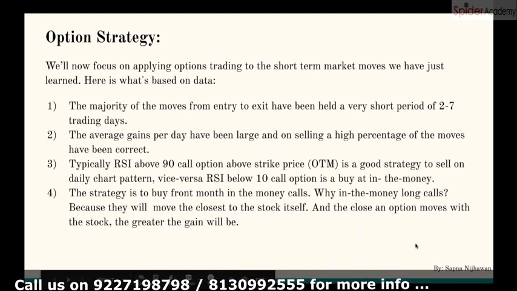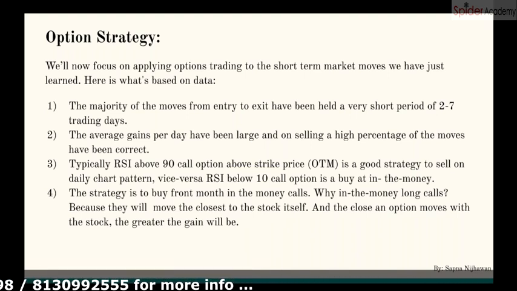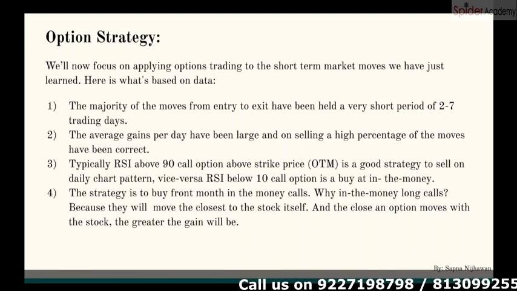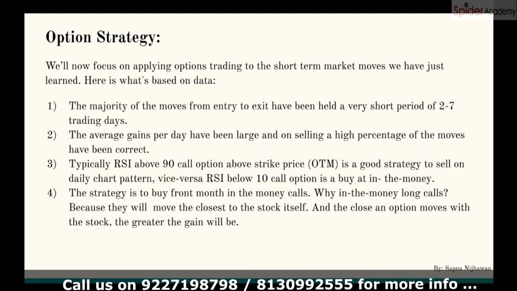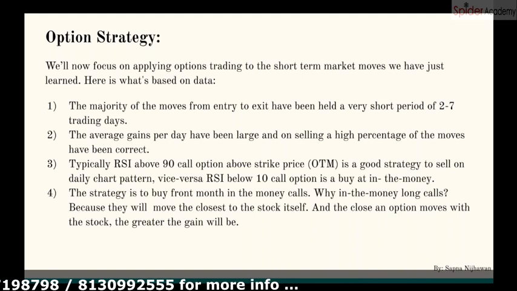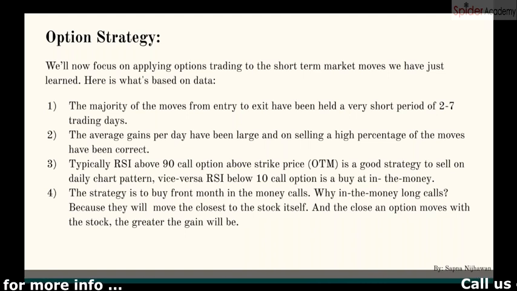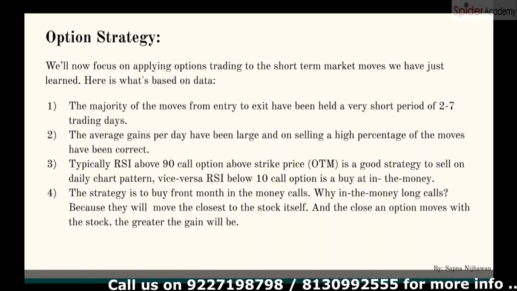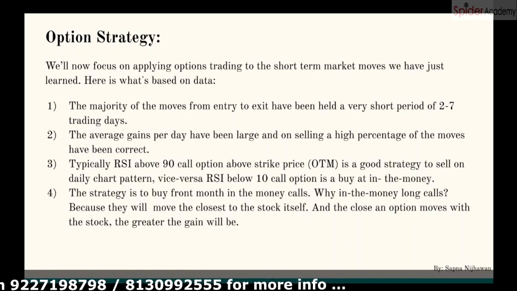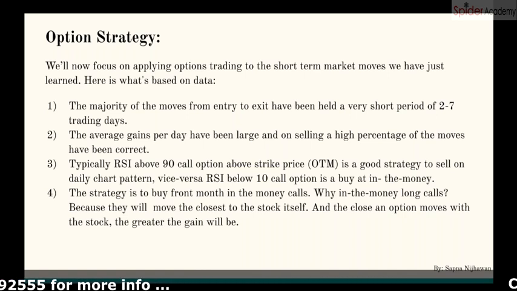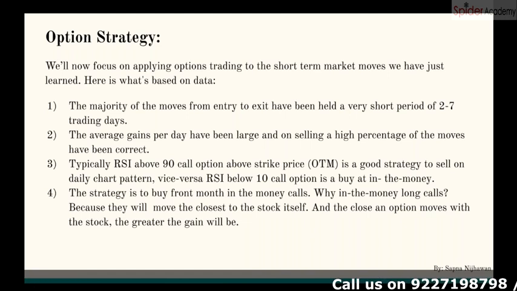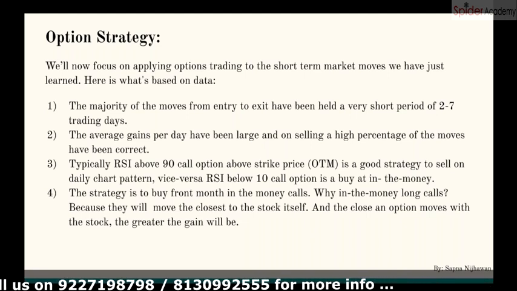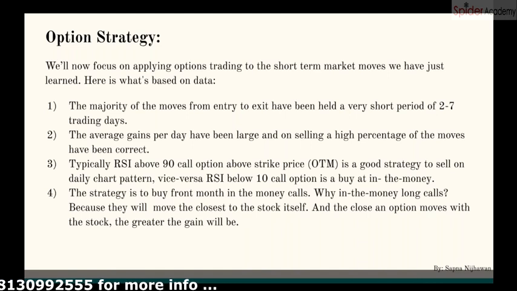Second point, the average gains per day have been large, and on selling a high percentage of the moves have been correct. Third, typically RSI above 90, call options strike, you have to sell the OTM strike price, which is actually good. Let's say HDFC is trading at 1100 and it has reached above 90 RSI on 2 period RSI. I will prefer selling 1150 or 1200 and wait for my returns. It's a good strategy to sell on the daily chart pattern. Please don't use 15 minutes or 1 hour. Use daily, and it's a carryover.